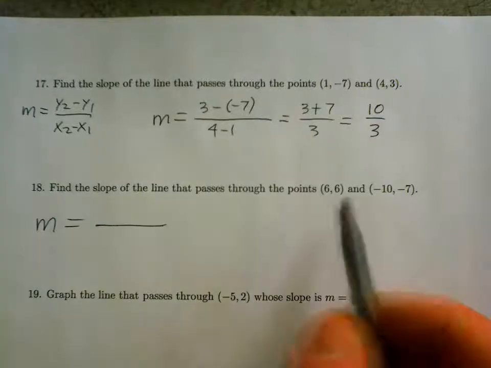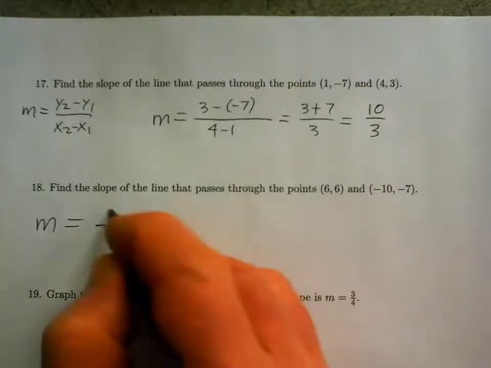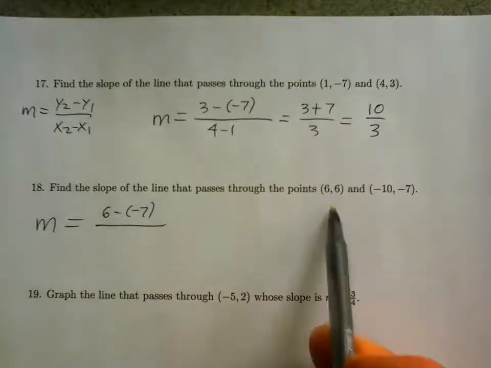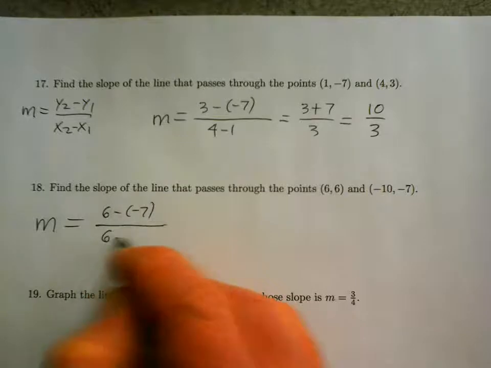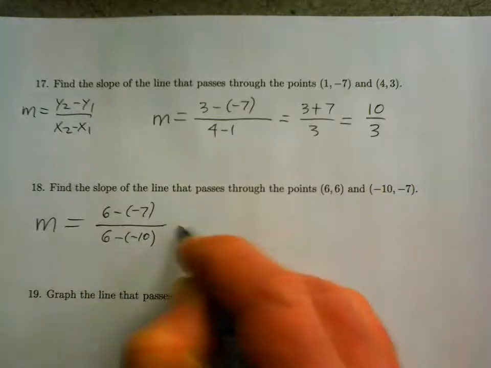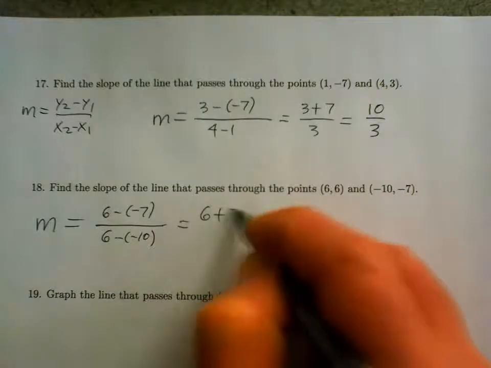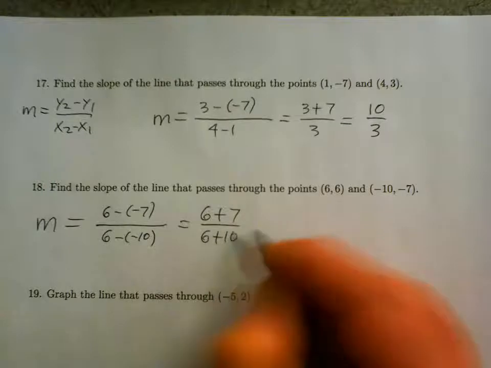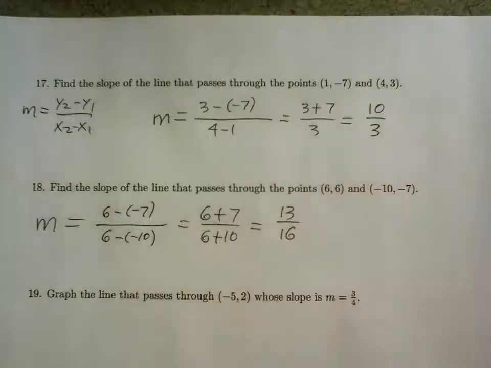Okay, let's do this real quick. So y2 minus y1, we can write 6 minus negative 7 in the numerator. And then in the denominator, we have to write 6 minus negative 10. 6 minus negative 7 is 6 plus 7, over 6 minus negative 10 is 6 plus 10. And 13 over 16 is the slope.